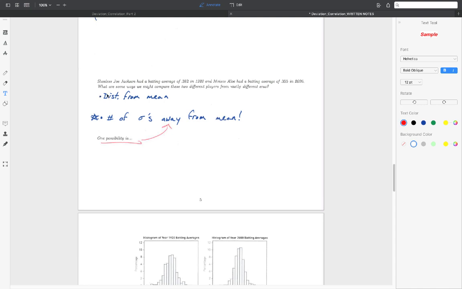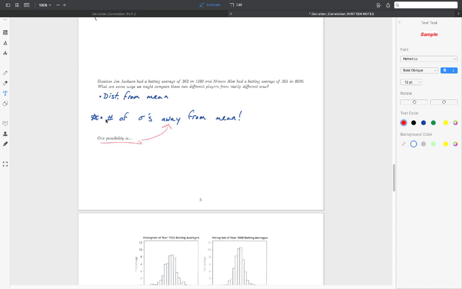Well, a natural choice is the distance from the mean. But again, these two players lived in eras where they had different standard deviations. So one player's distance from the mean in 1920, in just raw subtraction, raw difference, doesn't translate quite well to the year 2000 in terms of a player's distance from the mean there.